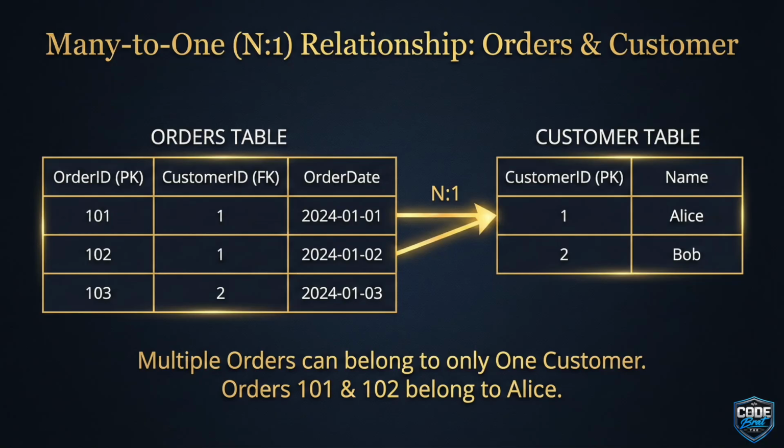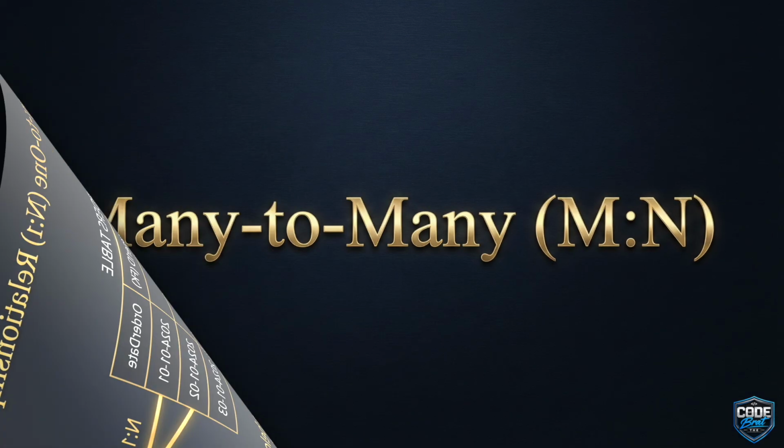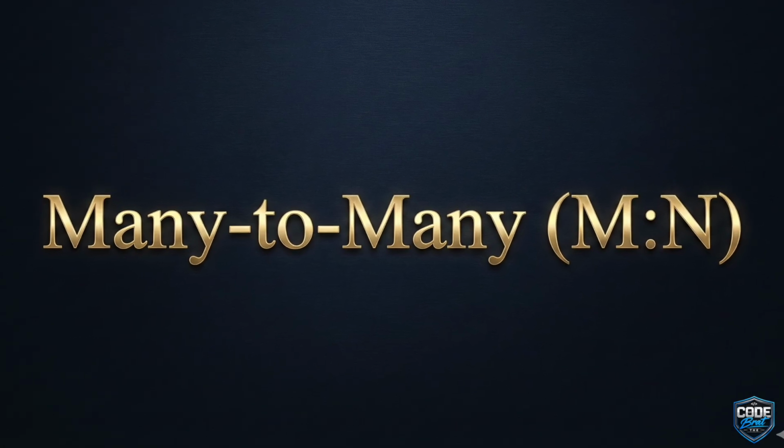But this is also not true vice versa, which means multiple customers cannot have the same order. So many to one is also true from one side, not both sides. It's also unidirectional. And one important point to note is that databases usually implement these many to one relationships using a foreign key.